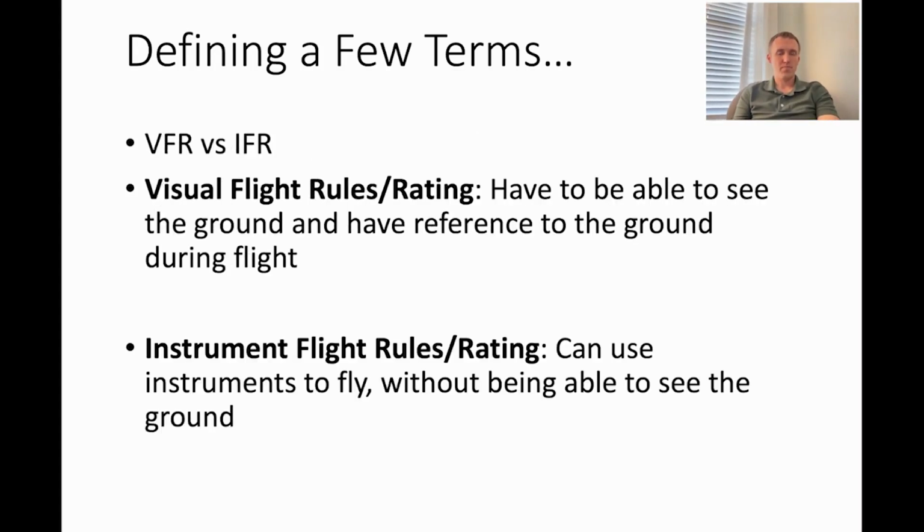A few other rules: visual flight rules, or also sometimes called visual flight rating, VFR, versus IFR, instrument flight rules or rating. Visual flight rules mean you have to be able to see the ground and have reference to the ground during flight. So this would be, for example, if you're just starting out getting your manned aircraft pilot license, you would be flying using visual flight rules. Commercial airlines that are flying above 18,000 feet and flying through clouds and things like that are going to be using instrument flight rules, which means you can use instruments by themselves to fly without being able to see the ground or even necessarily see around you. So those are just two terms, VFR and IFR.